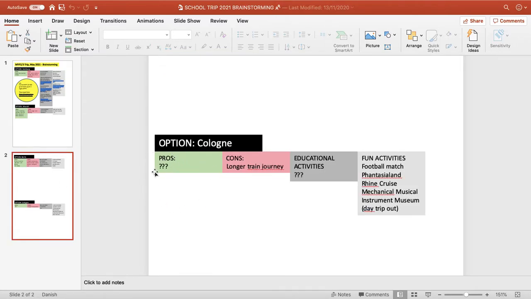Cologne, couldn't think of much in the way of pros. Cons, longer train journey. Didn't really know much about Cologne, except that when I was your age, I went to, I can't remember, Koblenz, which isn't too far from Cologne, and that was a good trip. And I went to some of these places when I was that age. Okay, I'm going to look at some other documents now, see what I can find.